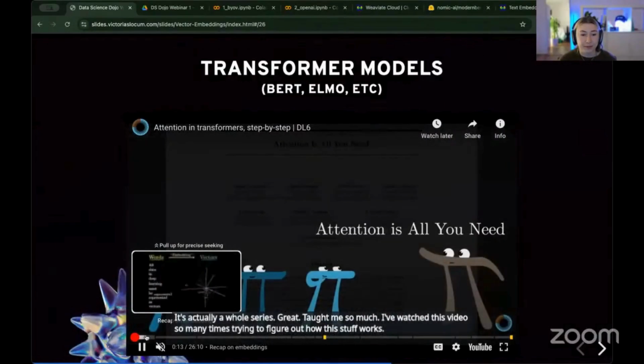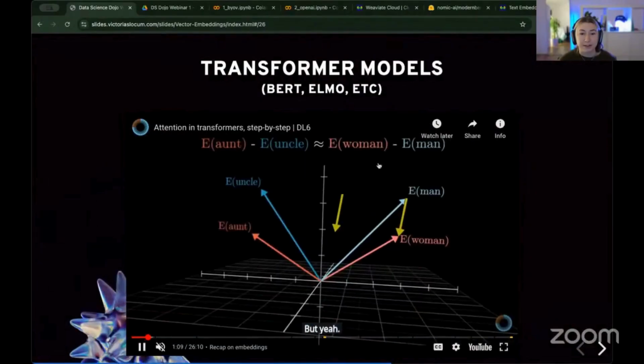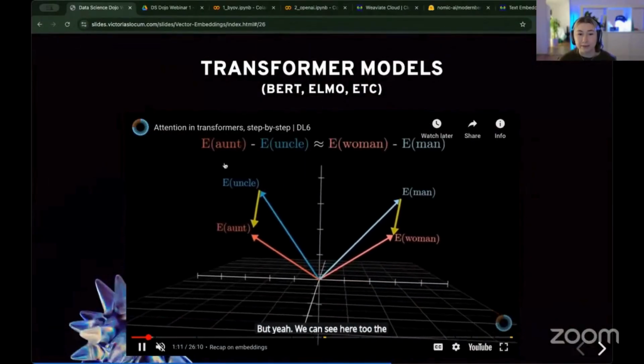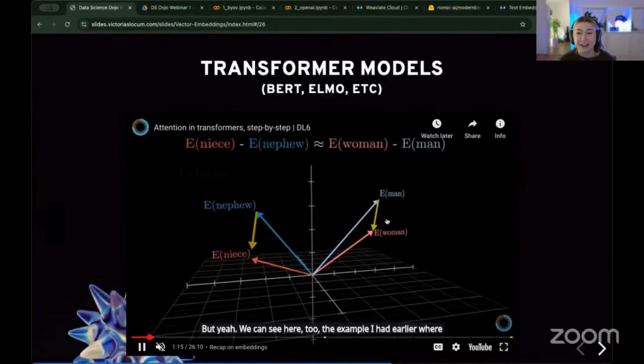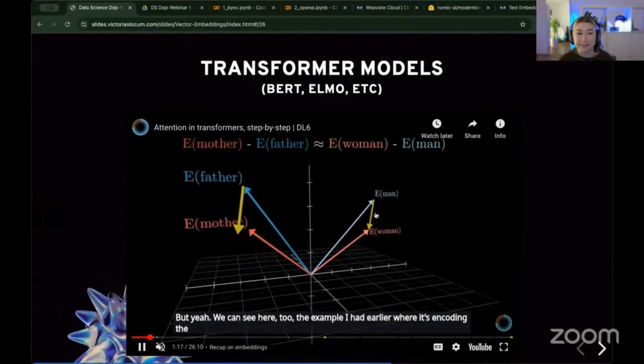But yeah, we can see here too the example I had earlier where it's encoding the meaning of these vectors in some way.